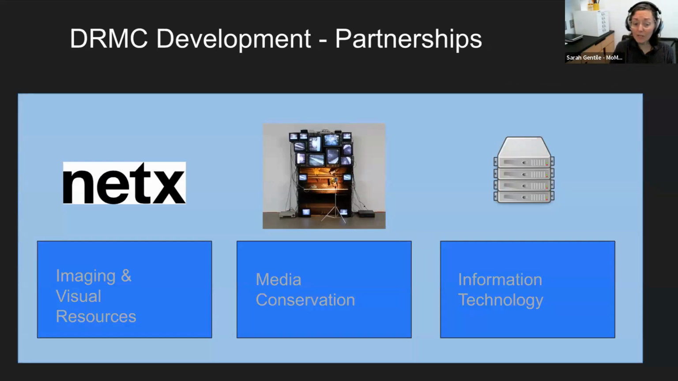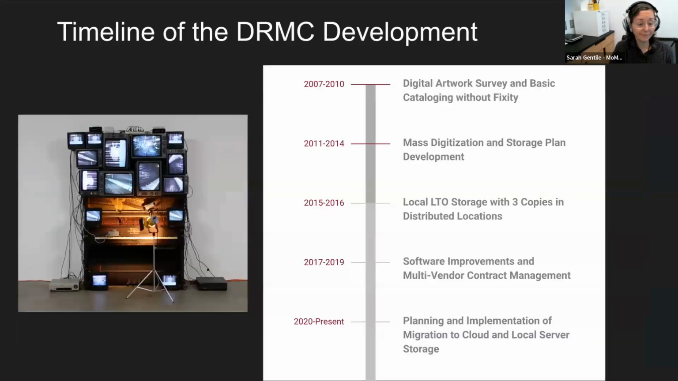Its success lay in working with already existing tools that were widely used within the museum to ensure that new workflows were baked into daily operations. The early years of this work required a comprehensive survey and basic cataloging of the digital artwork files. This was followed by mass digitization and the development of a digital storage plan. By 2016, MoMA had distributed local storage of artwork with file fixity.